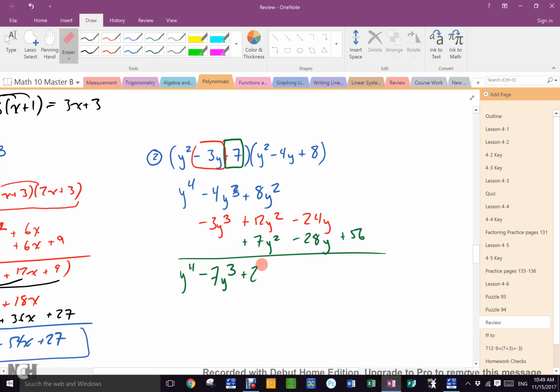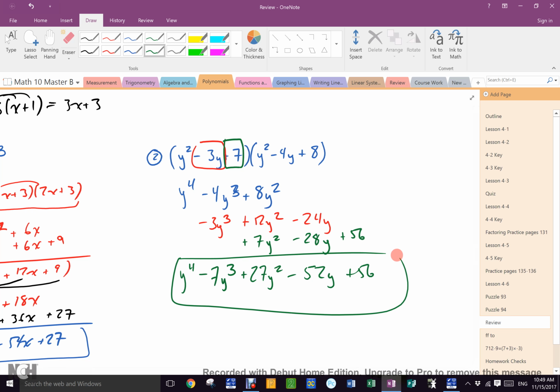27. Thank you. 27y squared. And what's this? Negative 24 and negative 28. If you can't do it in your head, just think to yourself, I got a bunch of negatives, then I got a bunch more negatives, so it has to be more negative, which is negative 52y plus 56. If you can do those two, you can do all the multiplying that's on tomorrow's test, because those two are way harder than everything I put on there, except I think there might be one of these on there.